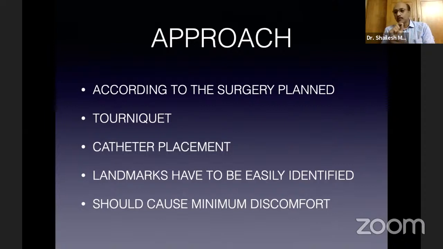Then whether you're going to put a catheter, if you're giving a continuous block, then even the angle of the needle has to be different. It cannot be perpendicular to the skin. It has to be a little angulated so that the catheter can pass along the length of the needle. So when the blocks are higher blocks, gluteal, subgluteal area, you have to angulate the needle caudally. If you're giving a popliteal block, it has to be slightly cranially so that the catheter can go upwards. Then landmarks have to be easily identified, as I told you, and should cause minimum discomfort to the patient.